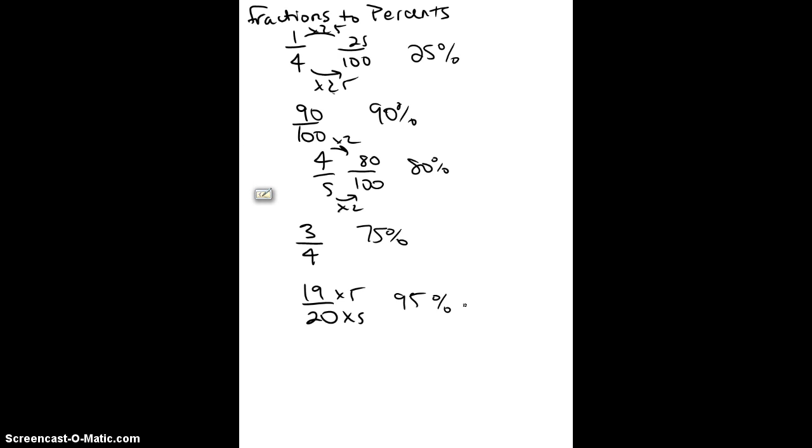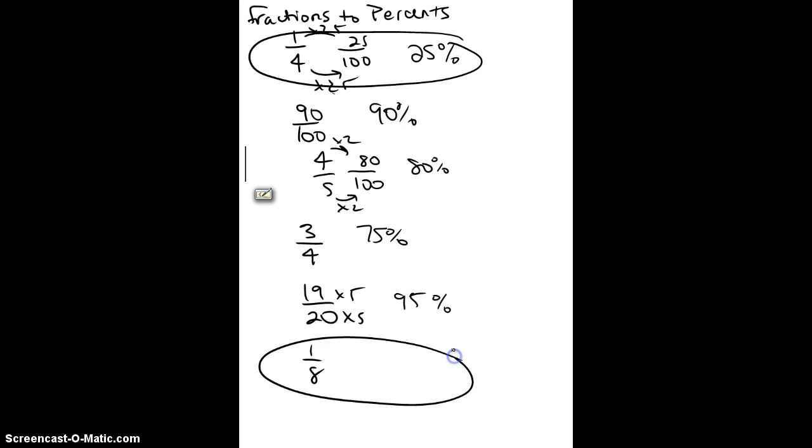95%. Sometimes you have ones you don't think you know, like maybe an eighth, and you're like, oh, I never memorized that one. But if you think about it, if you know a fourth is 25%, an eighth is just half of that. So then I'm like, oh, well, what's half of 25%? That's 12.5%. So, you can get it that way.